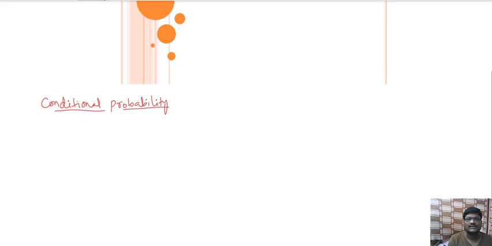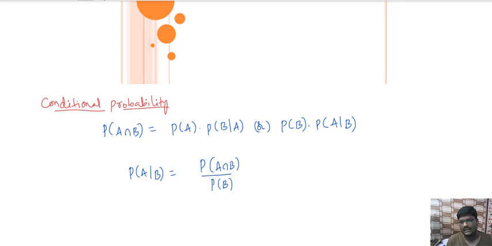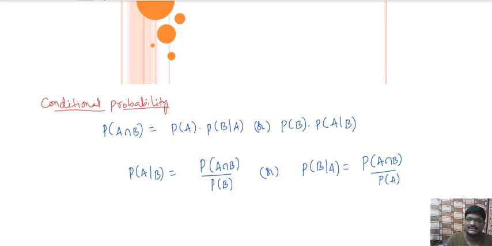As you know from the concept of probability multiplication theorem, probability of A intersection B is equivalent to probability of A into probability of B given A. And one more definition, probability of B into probability of A given B. So from this explanation, you can represent that as probability of A given B is equivalent to probability of A intersection B divided by probability of B. And similarly, you can represent probability of B given A as probability of A intersection B divided by probability of A.